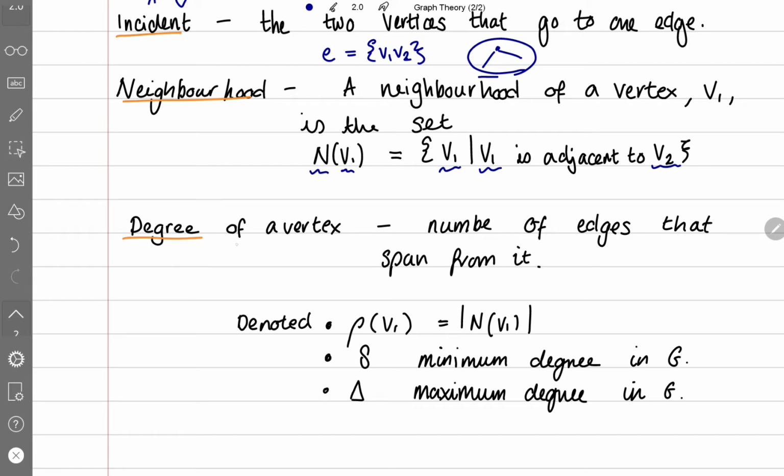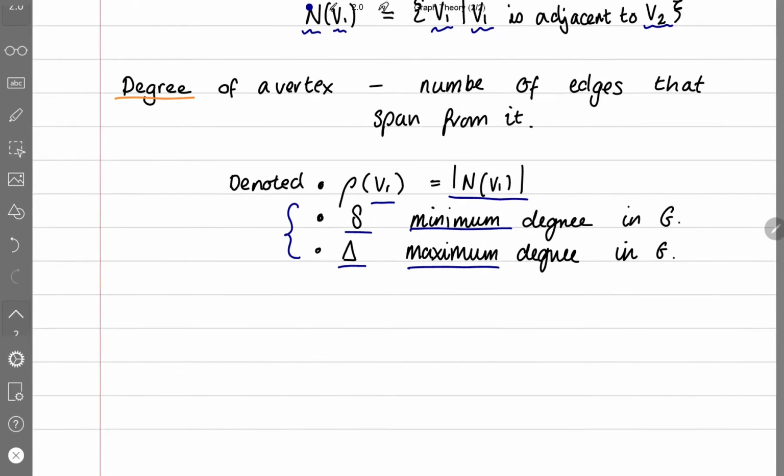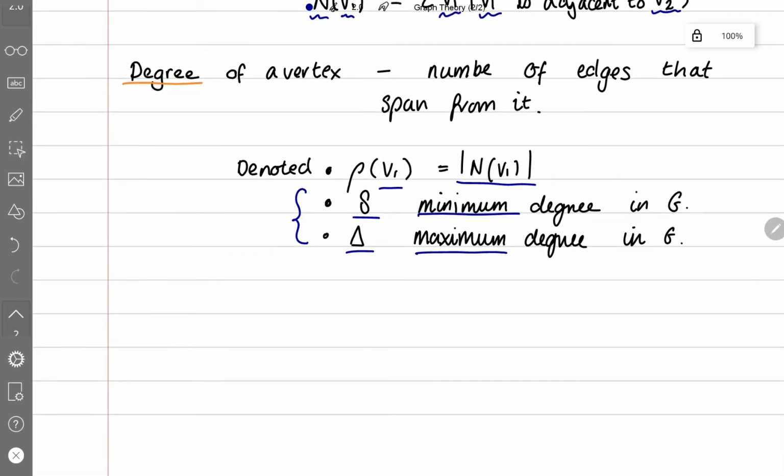A degree of a vertex is the number of edges that span from it. So we'll do an example further down to show this. It's denoted as rho and then the vertex that we're talking about in question, and it is the size of the neighborhood set. So if we're looking at an overall graph, this is where we use these denoted terms. Small delta is the minimum degree, and a large delta is the maximum degree. So we'll do an example down here.